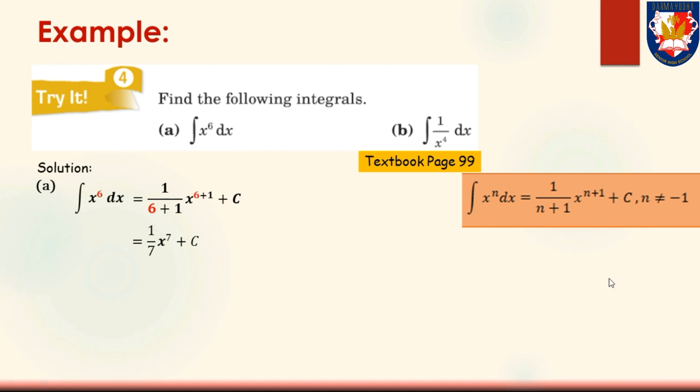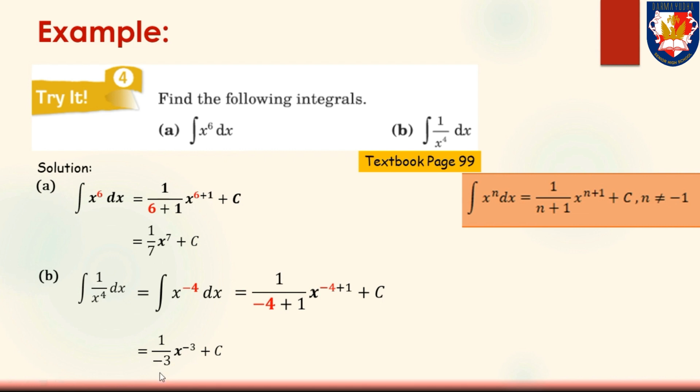Part B. The integral of 1 over x to the power of 4 dx equals the integral of x to the power of minus 4 dx. So here we have n equals minus 4. Substituting n equals minus 4 into the formula, we obtain 1 over minus 4 plus 1 times x to the power of minus 4 plus 1 plus c. Simplifying this gives 1 over minus 3 times x to the power of minus 3 plus c, or minus 1 over 3 x to the power of minus 3 plus c.